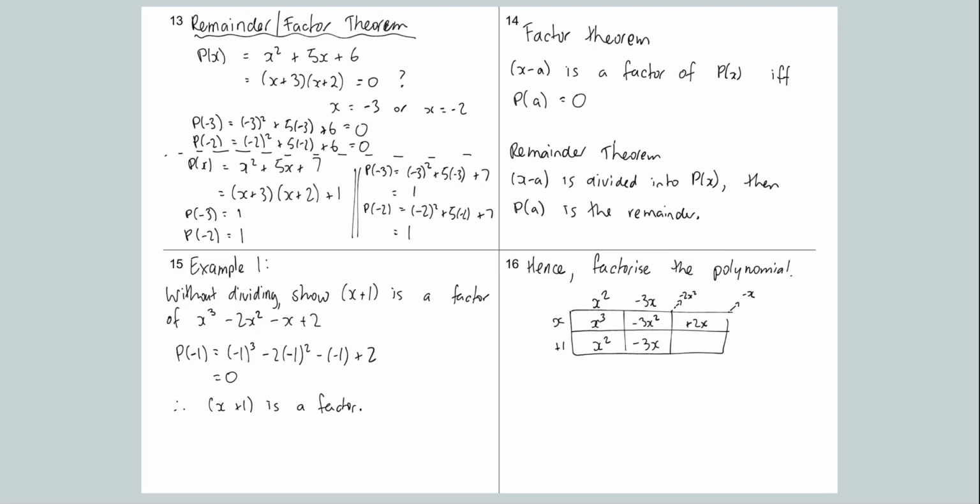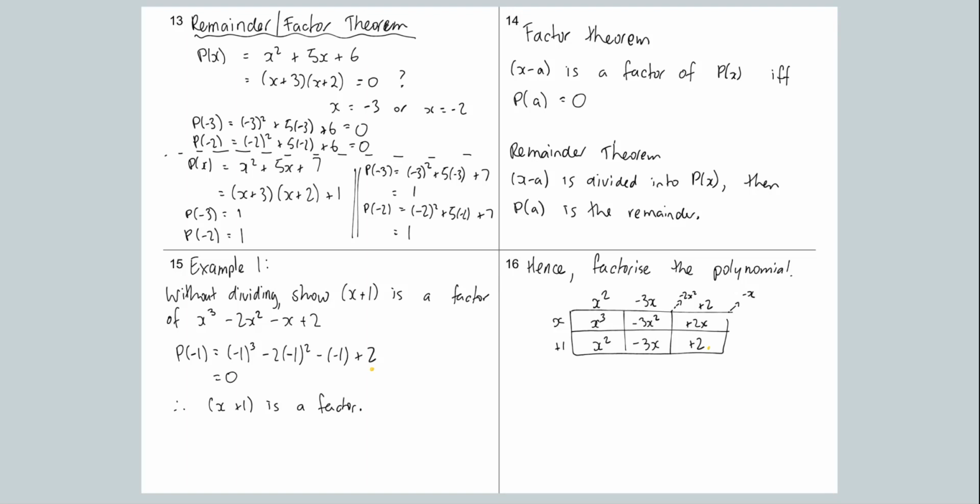And I've got x times what equals 2x? Well, it's going to be plus 2. And then I've got 2 times 1 is equal to positive 2. And if I check, I can see that this is indeed the same as this. If it was something different, then I know that I've stuffed up somewhere. Either x plus 1 isn't a factor and I've stuffed up, or there's a stuff up in my box method.